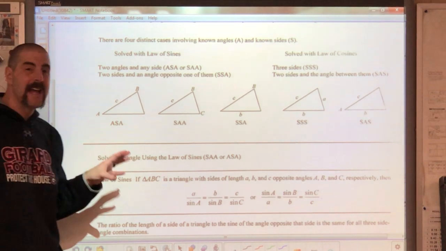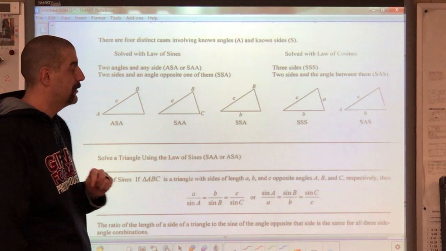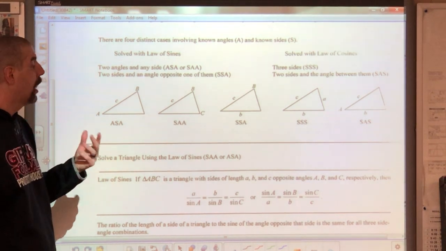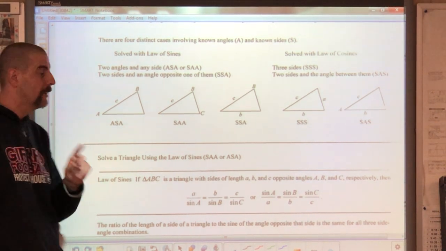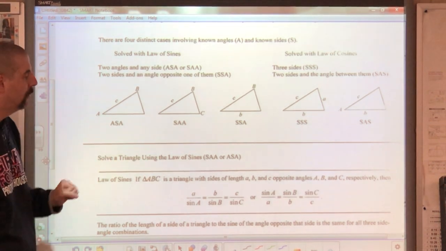Now, law of sines is pretty easy until you get to one specific case that we'll get to eventually. But to start, we're only going to focus on the 2 easier ones: angle, side, angle, and side, angle, angle.